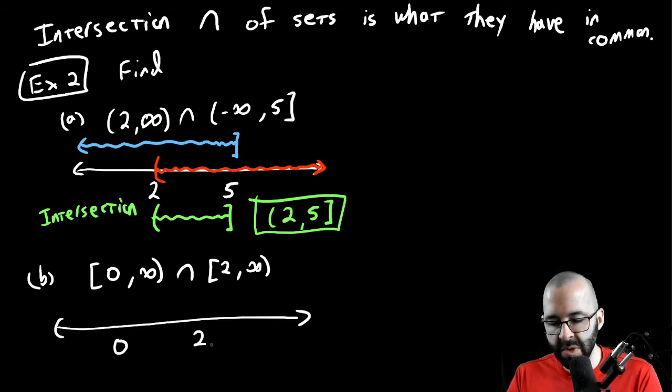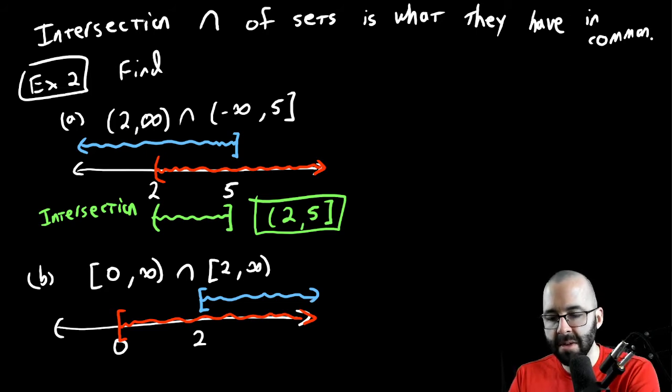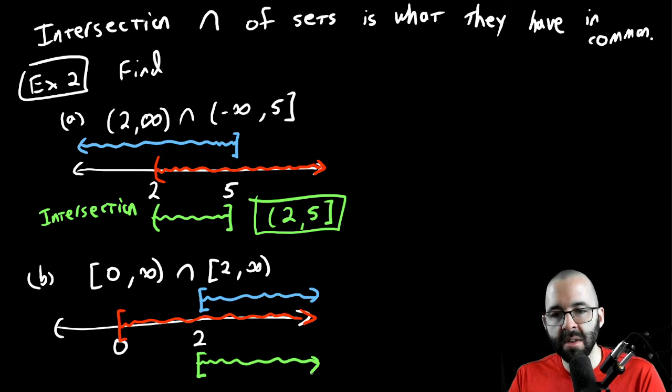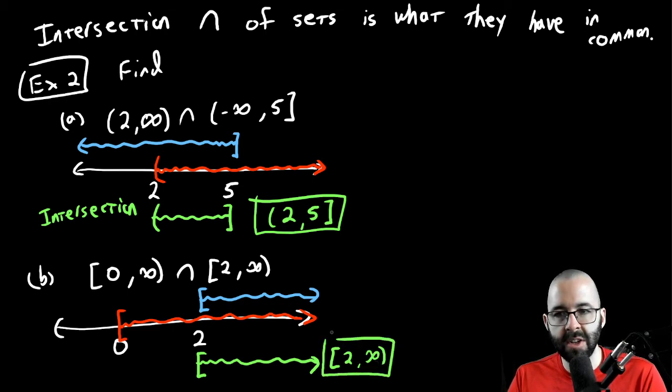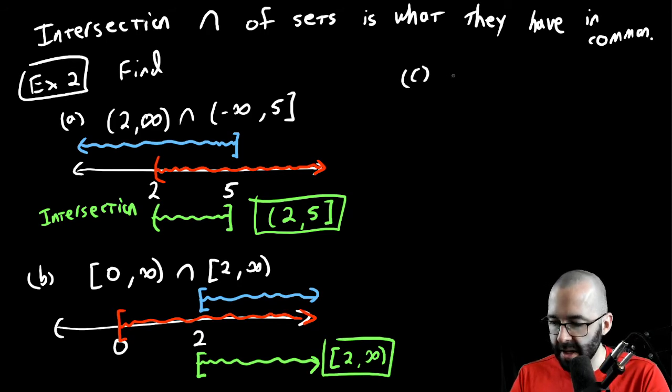Say 0 is here, 2 is a little bit bigger. 0 to infinity looks like this. 2 to infinity looks like this. Where does red and blue overlap? Well, the smallest number they overlap is at 2. And the biggest number they overlap, well, they overlap as big as we want. 2 to infinity is our answer. All right, we can do this more and more, but let's just do 2 more examples for today.